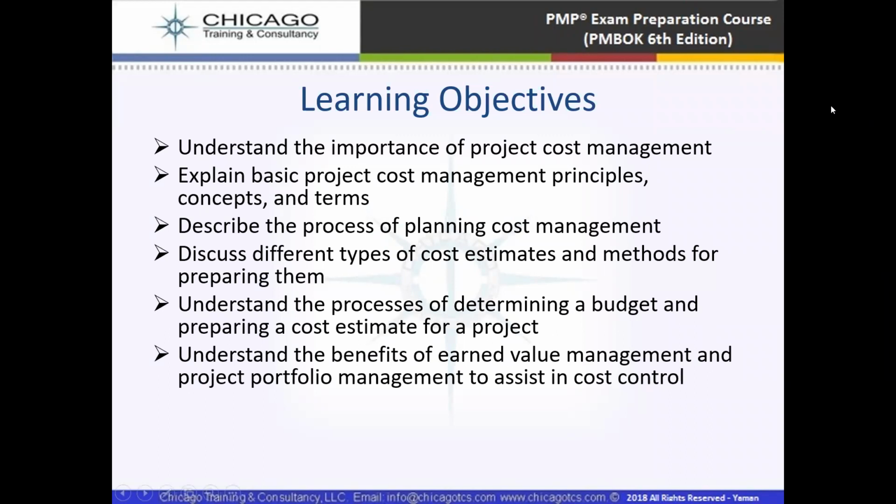Here, the learning objectives in this chapter are understanding the importance of project cost management. We are going to understand the importance of project cost management and the basic project cost management principles, concepts and terms, and the process of planning cost management. And we are going to discuss the different types of cost estimates and methods for preparing them. And also we are going to understand the process of determining a budget and preparing a cost estimate for a project, and understanding the benefits of earned value management and project portfolio management to assist in cost control. Okay.